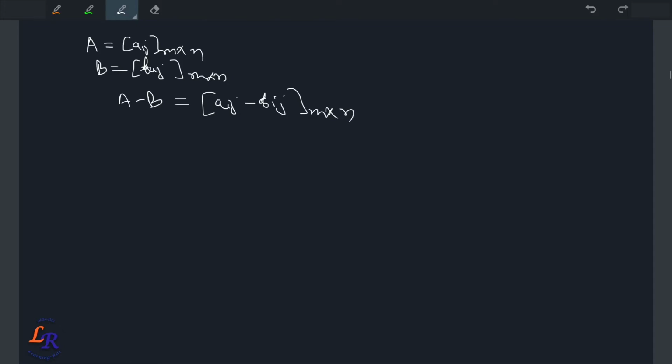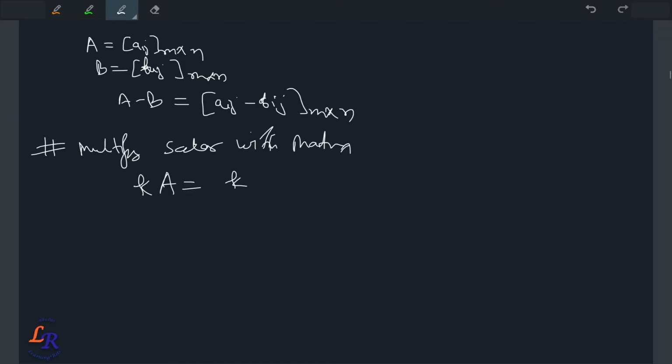And regarding multiplication of a matrix, if you multiply a scalar with a matrix, how will it work? Let's say you have a scalar K and there is a matrix A, so you can have K times Aij, some M cross N matrix, so K will be multiplied with each element of the matrix, right? This is how we followed the scalar multiplication.